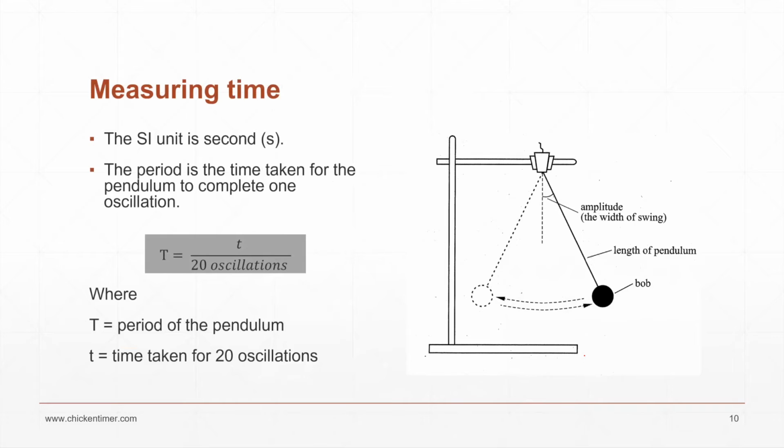Then if you want to measure time, time is in seconds. So you have a pendulum going left and right and coming back to the same point. This is one complete oscillation. So to find a period, you let this swing go for 20 times. Then you take the total time taken for 20 oscillations, divide by 20. Then you get the period.